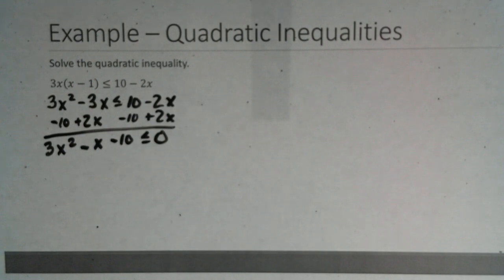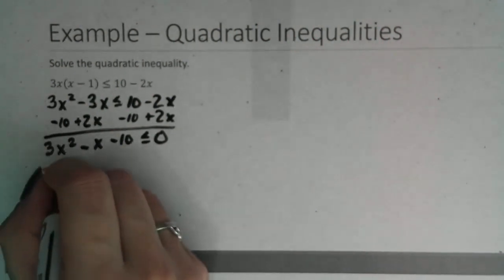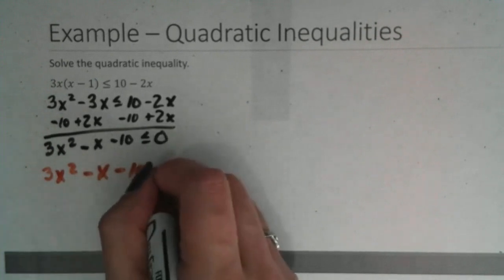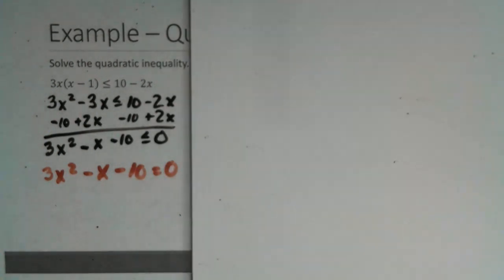Once we have the inequality with 0 on one side, we go to pretend world and we make it an equation. 3x squared minus x minus 10 is equal to 0. And we want to solve this. We could try factoring it. We could try to use the quadratic formula. It's completely up to you. I'm a fan of factoring, so I'm going to try to factor it and see what happens.